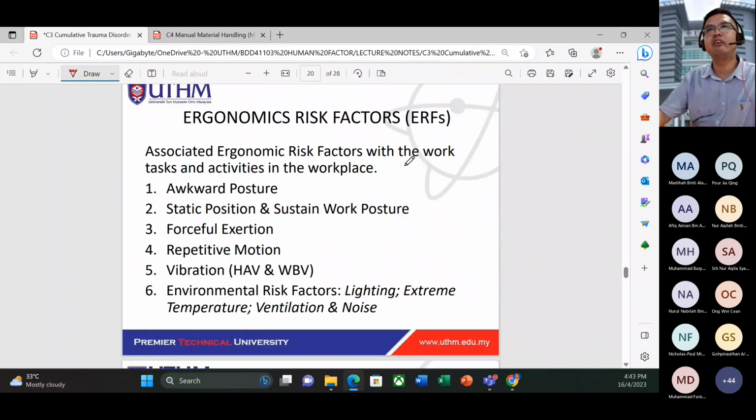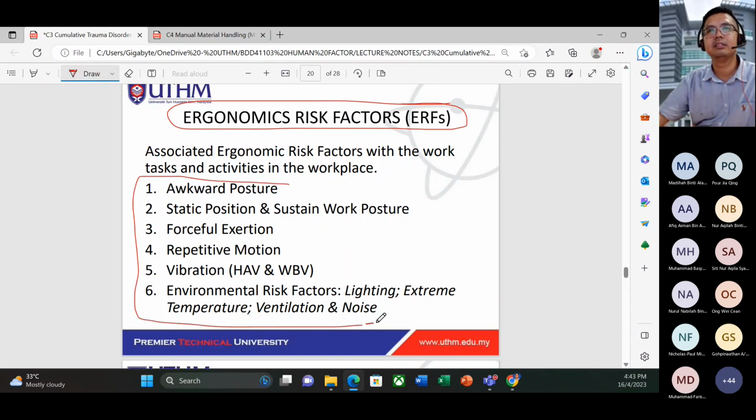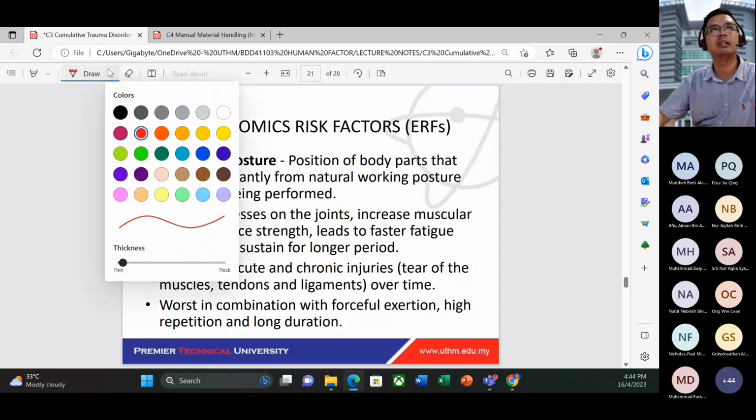This is the list of the ergonomic risk factors. Please remember, as a certified ergonomic trained person, in order to do the initial ergonomic assessment, we must assess the general physical ergonomic risk factors. These are awkward posture, static position or sustained posture, forceful exertion, repetitive motion, vibration, and also the environmental risk factors, including lighting, extreme temperature, ventilation, and also noise. We look at each one in detail.